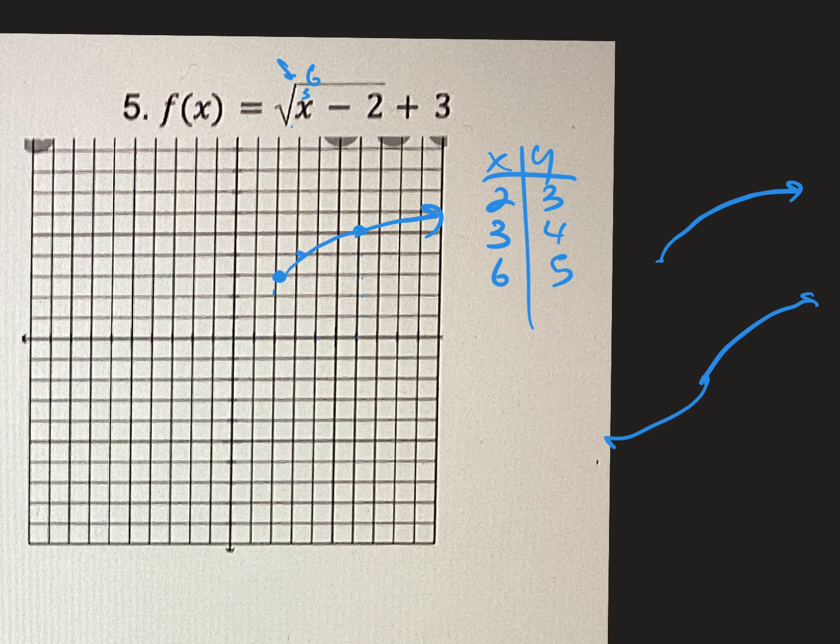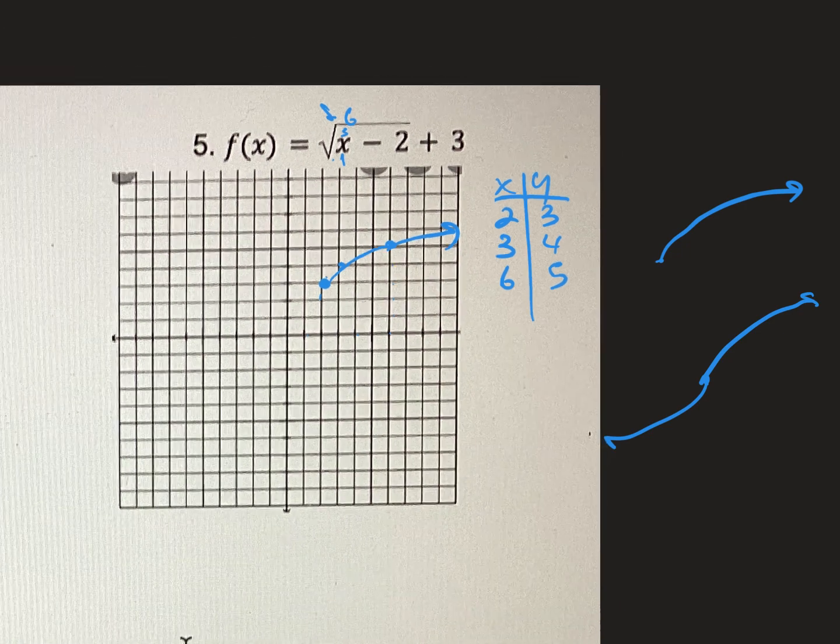Remember, if I start plugging in something less, like if I plug in 1 right there, I'll get a negative inside, which I can't do. That's why I knew that 2 was the first point in that graph.